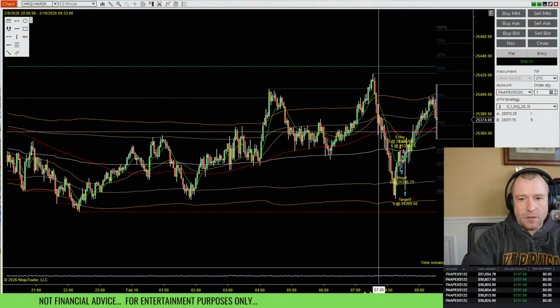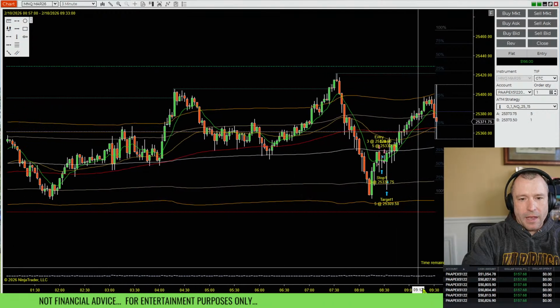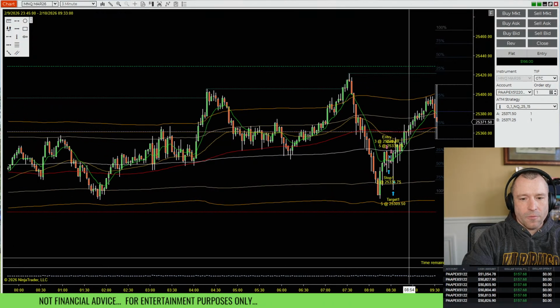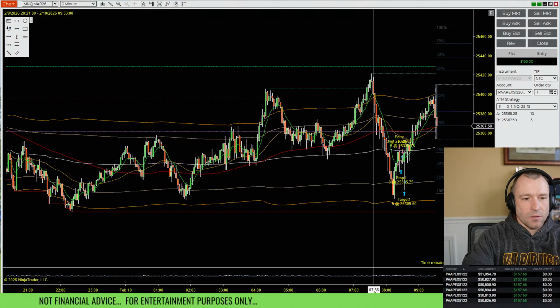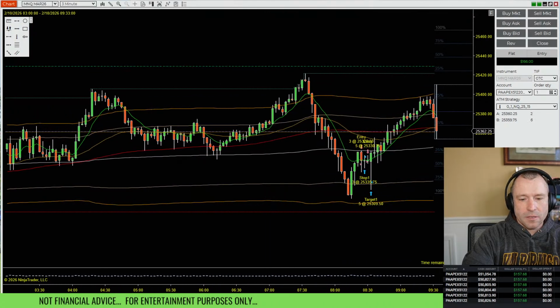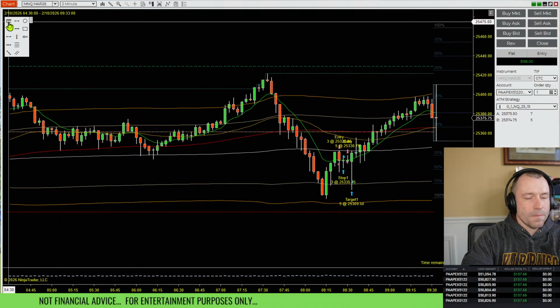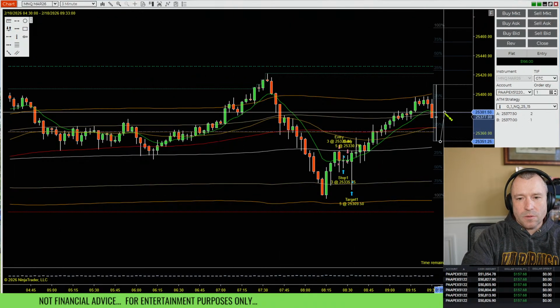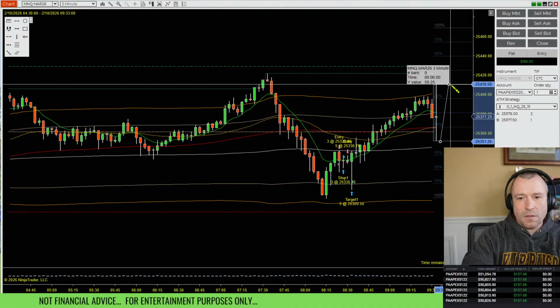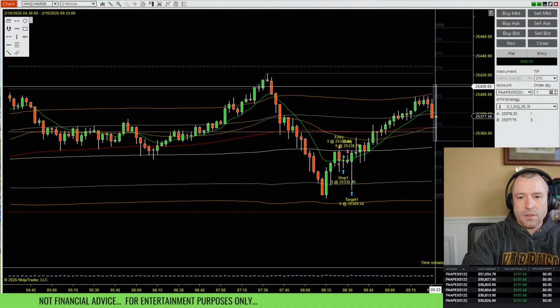Because of that, I don't really have a bias. If we had taken out this low, I'd expect us to go long. We haven't taken out that low yet, so see what happens. All right, we have 1 more minute. Gauge the size of this range so far. We're at 60 points.